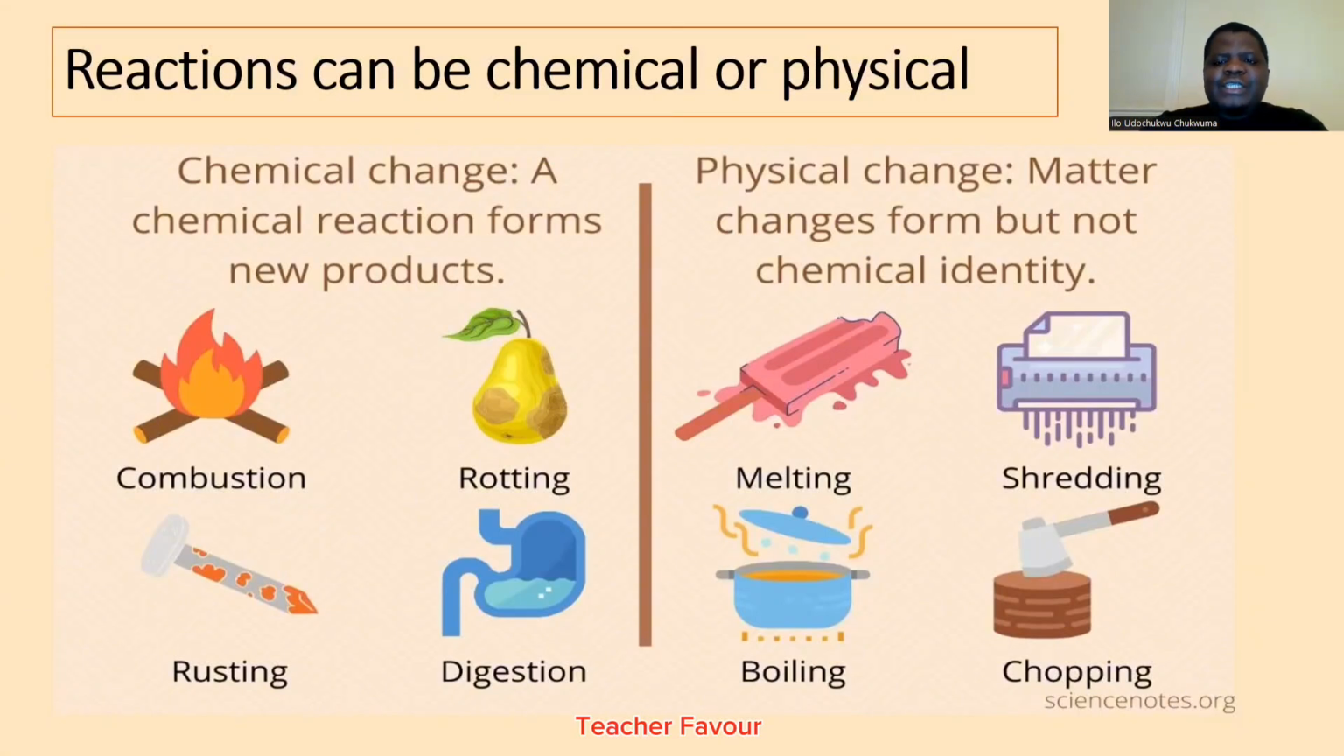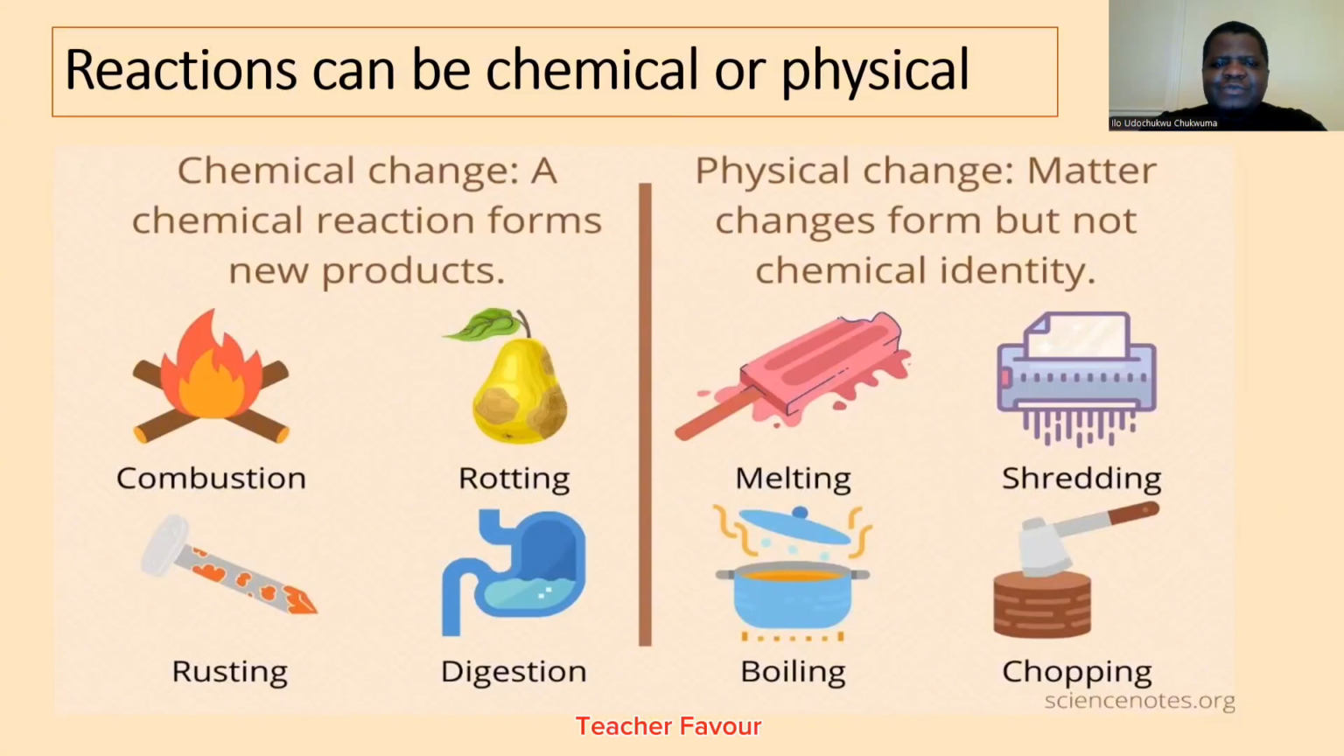Again, in a physical change, matter changes form, but not chemical identity. For example, melting, boiling, shredding, and chopping. These are examples of a chemical change and examples of a physical change.